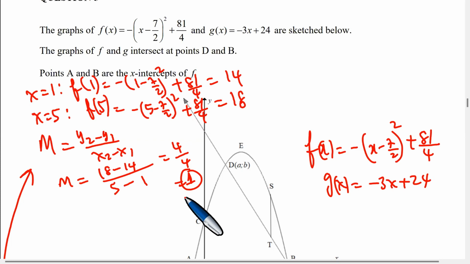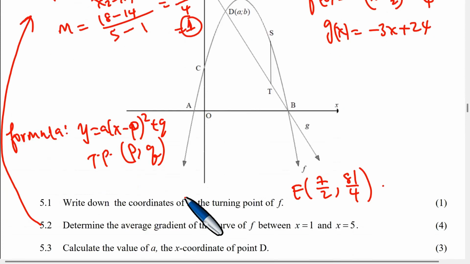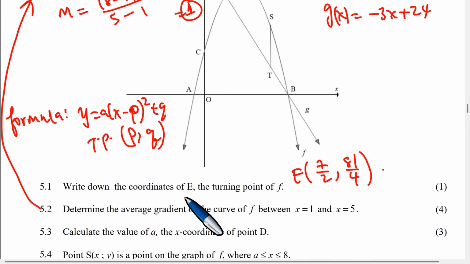All right, so that is the average gradient. We have seen that the average gradient is equal to 1. It is m equals 1.